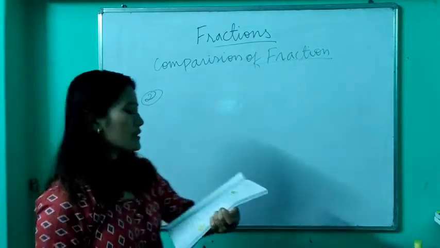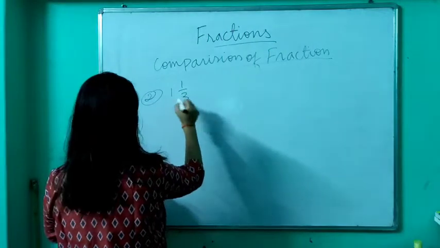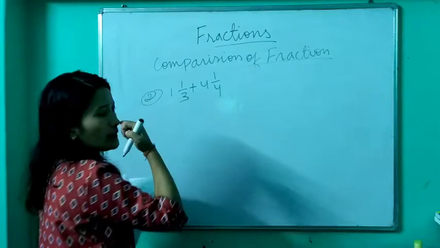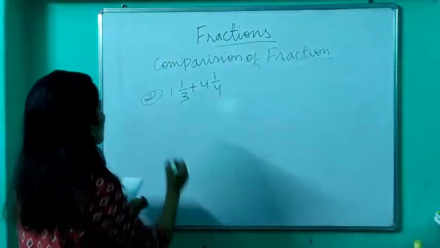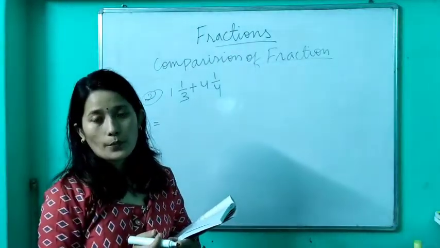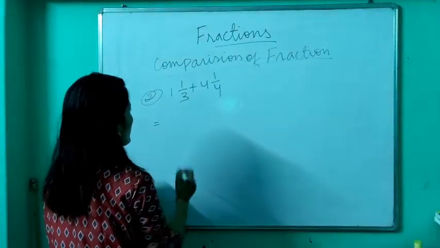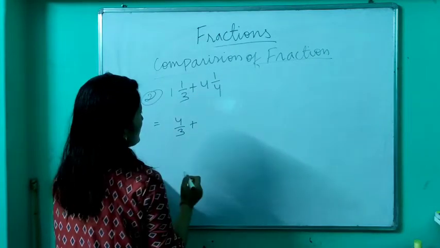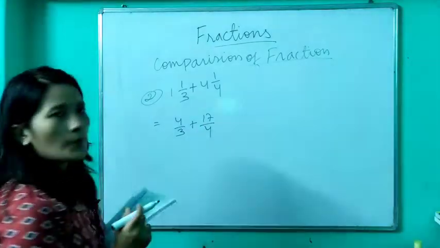Add and express the sum as a mixed number. The question is also in a mixed number fraction. So you will add these numbers and again whatever you get you will convert it into a mixed fraction only. So I already taught you how to convert the mixed fraction into an improper fraction, right? So 3 times 1 is 3, plus 1, 4 by 3, plus 4 4s are 16 plus 1, 17 by 4. So you converted it into an improper fraction.